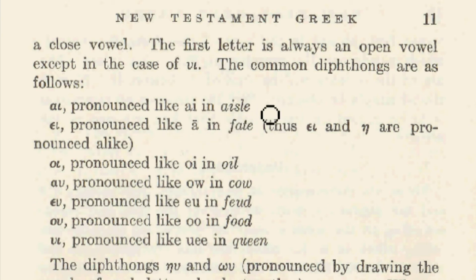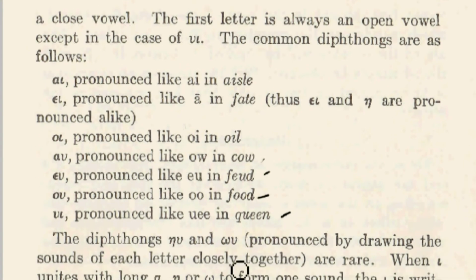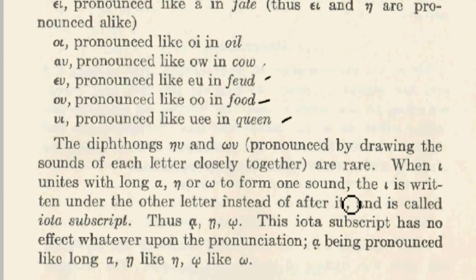The first diphthong is alpha iota. It's pronounced I as in Io. Epsilon iota is pronounced A as in fate. Omicron iota is pronounced Oi as in oil. Alpha upsilon is pronounced ow as in cow. Epsilon upsilon is pronounced U as in feud, whereas omicron upsilon is pronounced oo as in food, and finally upsilon iota is pronounced we as in queen. And I'll try to observe that rule pretty consistently as we go along.